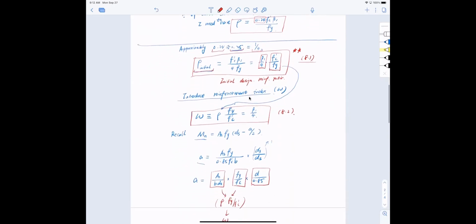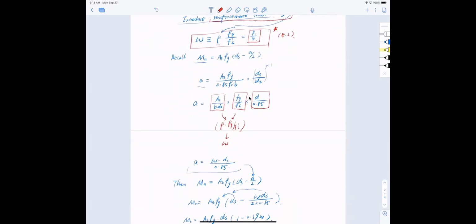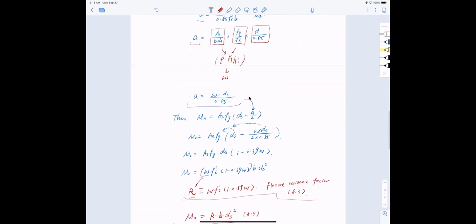Then from there, we introduce another term called the reinforcement index. Folks need to remember that omega is equal to rho multiplied by fy over f'c, which is just beta1 over 4. Again, all these star marks mean they are important, so write them down on your crib sheet, and you will see them in the exam again. Now, when we bring omega into the equation, the effective compressive zone a can be rewritten in terms of the reinforcement index omega, and that is omega d_s over 0.85.